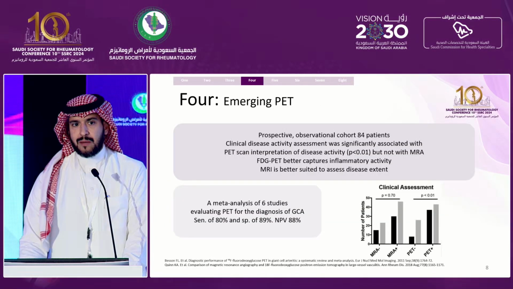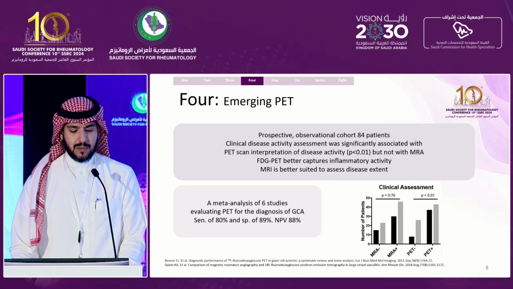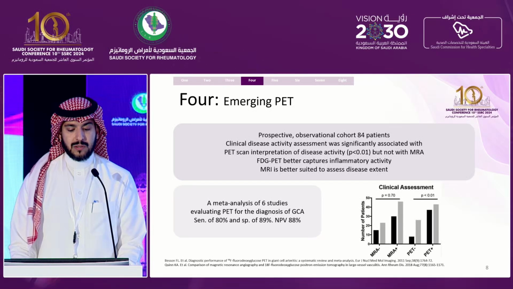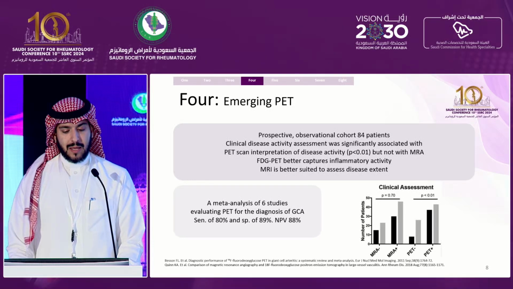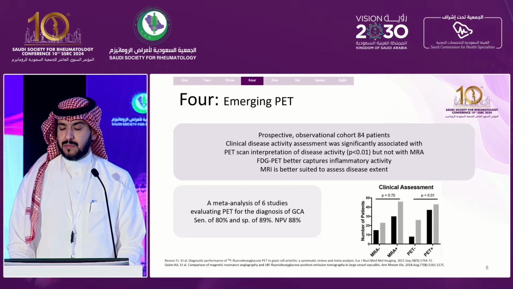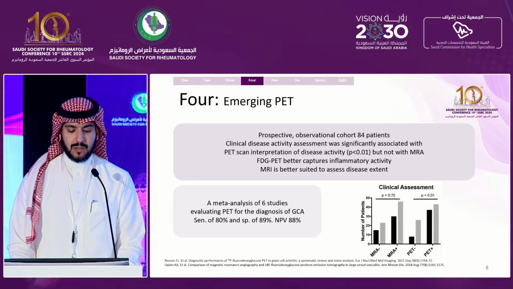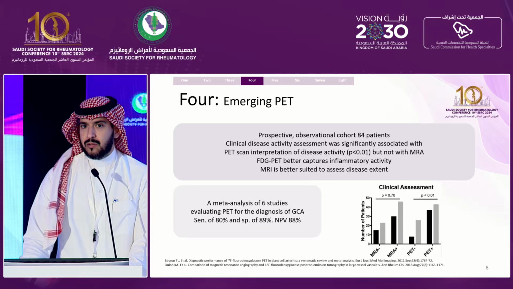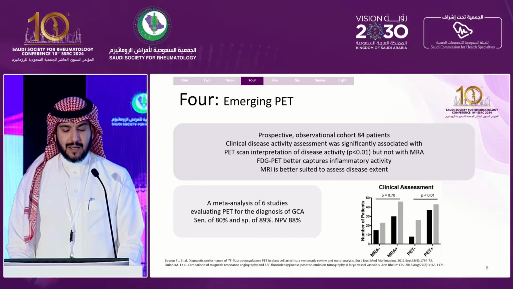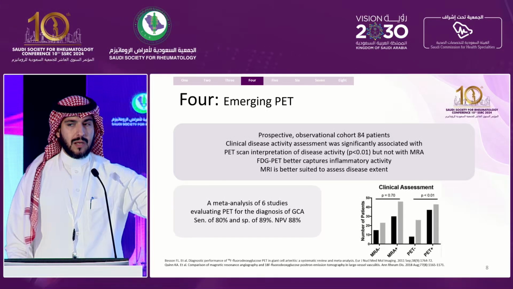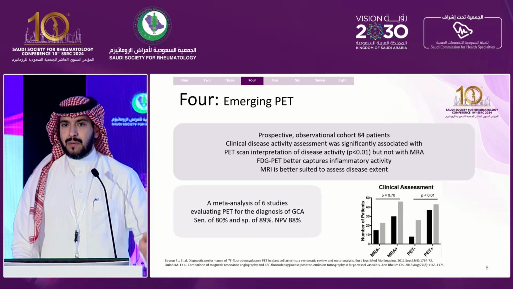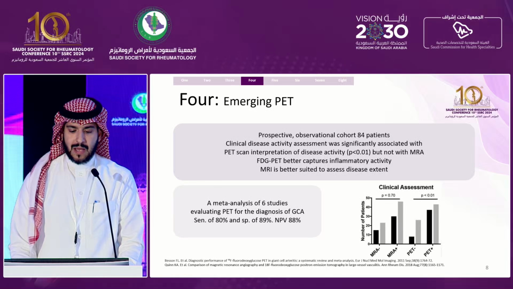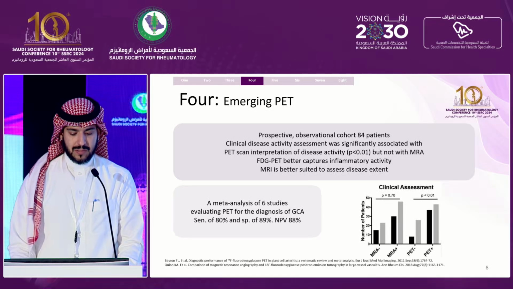Moving into the fourth capsule, which is PET scan is emerging. A prospective observational study of 84 patients reported that the clinical disease activity assessment was significantly associated with PET scan interpretation of disease activity, but not with MRI. So what we need to know is that PET scan better captures inflammation, and MRI or MRA better captures the extent, but not the activation or inflammation that is happening in patients with large vessel vasculitis.